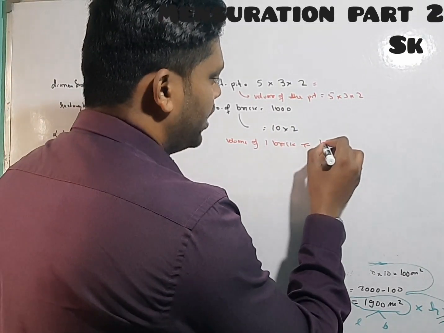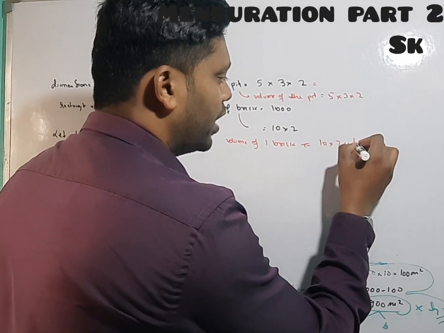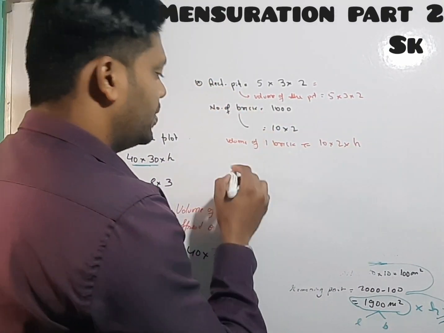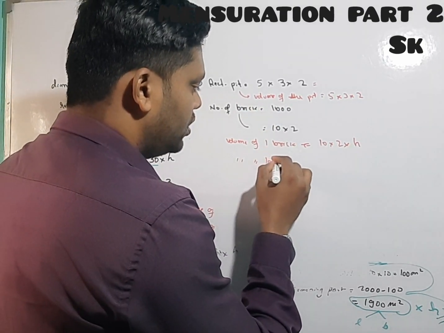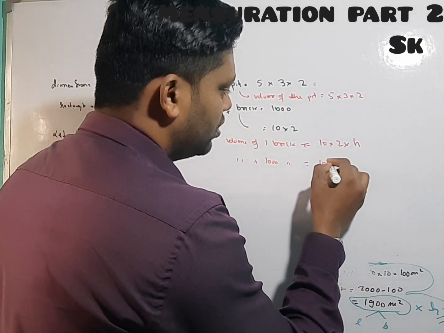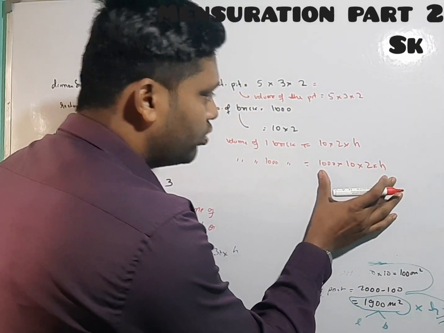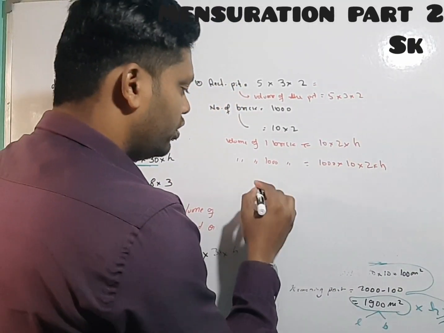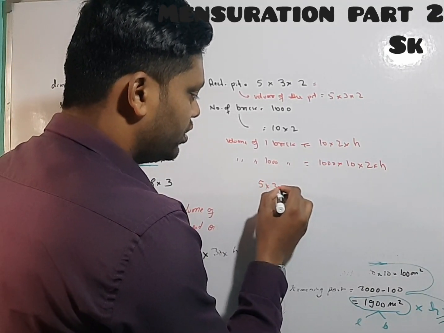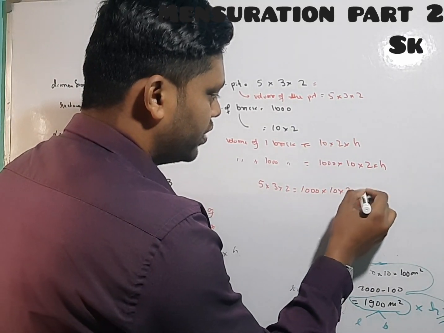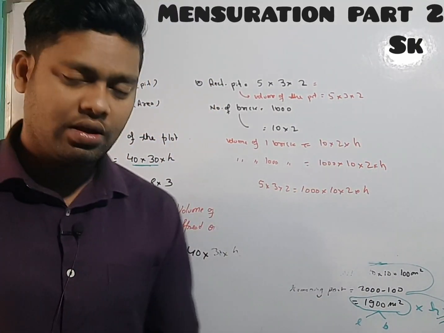Now the volume of a brick will be 10 into 2 into height, which we don't know, the height of each brick. Now how many bricks have we prepared? Sir, we have prepared 1,000 bricks. So the volume of 1,000 bricks is equal to 1,000 into 10 into 2 into h. Now this will be equal to the pit volume, which we know. So 5 into 3 into 2 is equal to 1,000 into 10 into 2 into h. Now you will get the height of the brick.